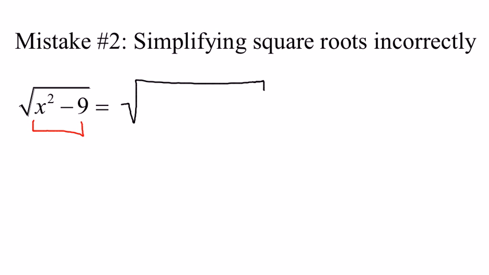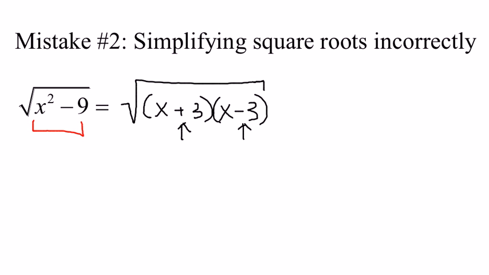So x squared minus 9 is simply x plus 3 times x minus 3. Notice, these are not actually the same factors. This one has a plus and this one has a minus. And this is as far as you can go with the square root.